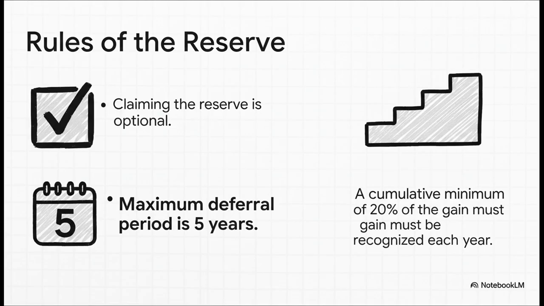First off, claiming this reserve is your choice. It's optional. Second, you can't push the tax off forever. The maximum deferral is 5 years. And third, and this is the tricky one, you have to recognize a cumulative minimum of 20% of the gain each year. So after year 1, you need to have reported at least 20%. By year 2, at least 40%, year 3, 60%, and so on.